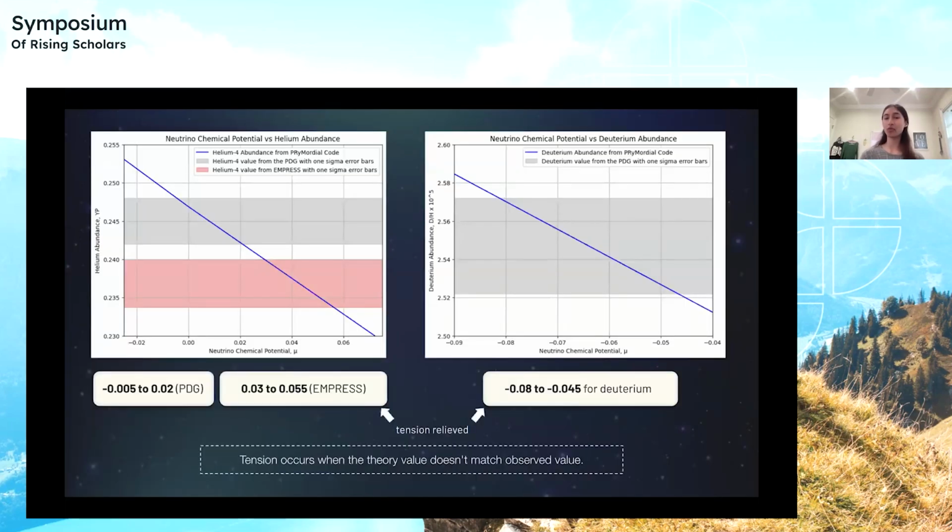On the left, we have our helium-4 abundance. On the right, we have our deuterium abundance. For the x-axis, we have neutrino chemical potential. The blue lines are our theoretical values, and the bands are our observed values. As we can see on the left, the PDG matches more closely to our standard theory value of 0 because it hits the graph at a spot where the x-axis is 0. And we can see where the theoretical values intersect with the bands, and this is where the NCP ranges relieve tension. Tension occurs when the theory value doesn't match up with the observed value.